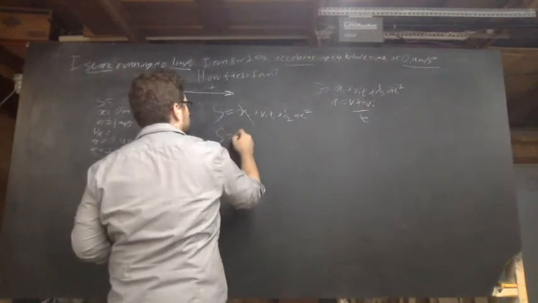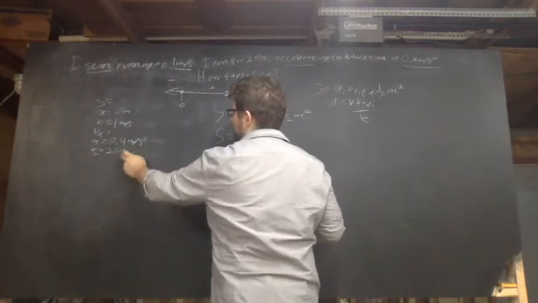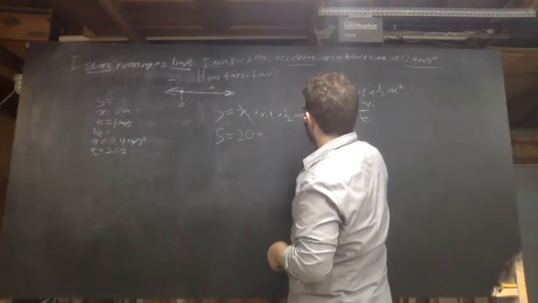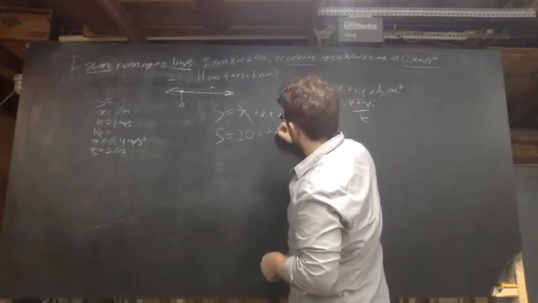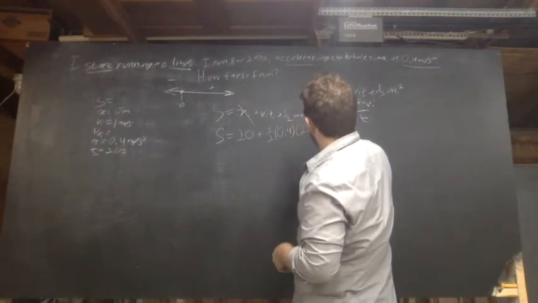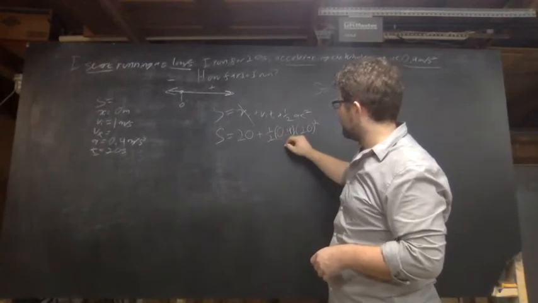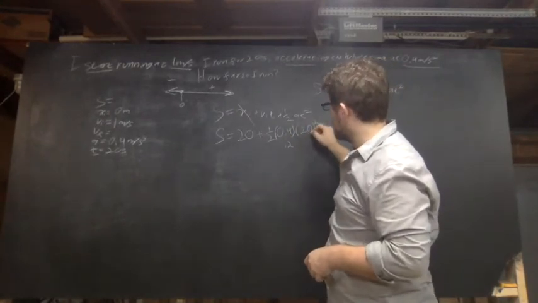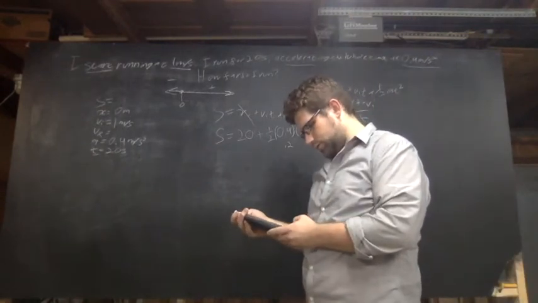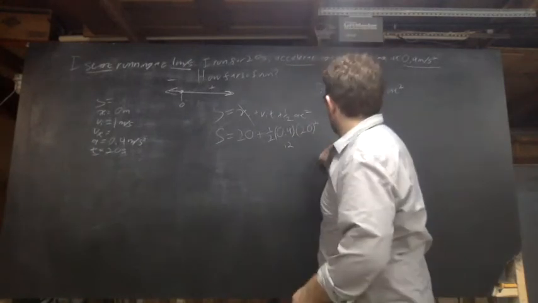So s equals vi t. vi is 1. t is 20. 1 times 20, that's just going to be 20. Plus 1/2 a t squared. Let's just write that one in. 0.4 and 20 squared. So 1/2 times 0.4 is going to be 0.2. 20 squared, what is that? 400. Beautiful.